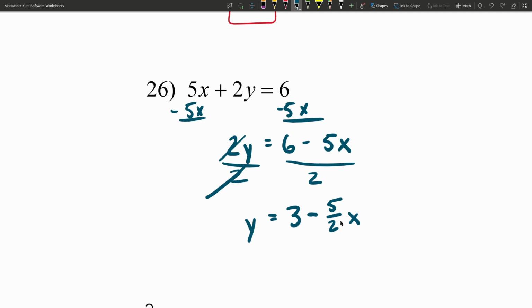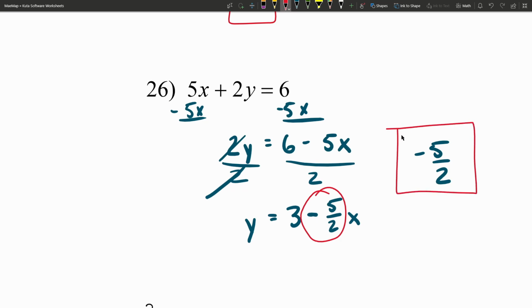So I'm not going to switch these terms up because we know that our slope is what's multiplied, that coefficient that's multiplied to x. And in this case, it's subtracted. So you can see here that our m is a -5/2. So -5/2 is our final solution on this worksheet.